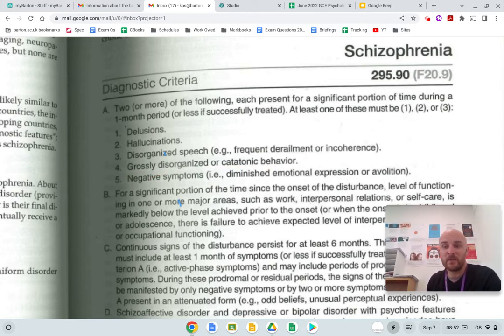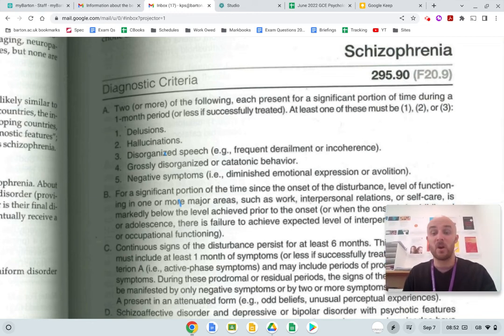So, grossly disorganized or catatonic behavior. Type catatonic behavior schizophrenia into Google or YouTube and have a look at what that is. But it's when people basically, catatonic behavior is when people will remain in the same kind of shapes and molds and positions for a long period of time.